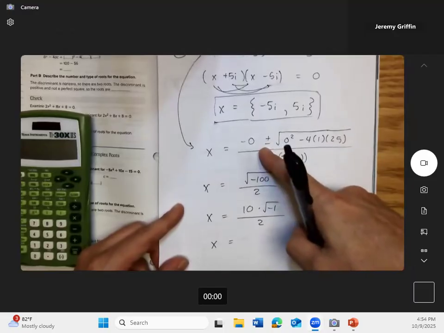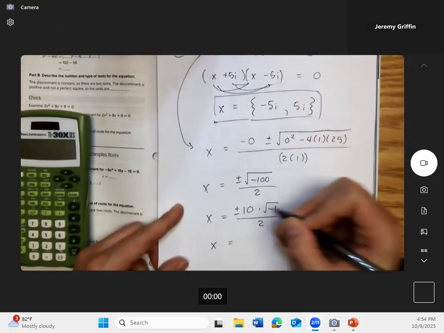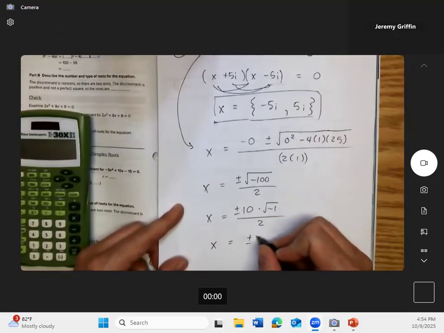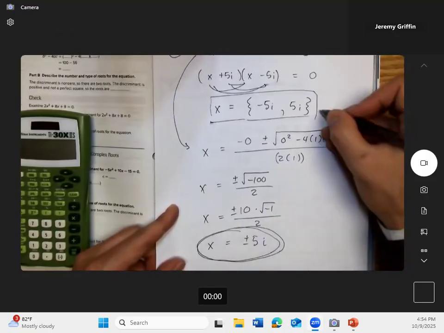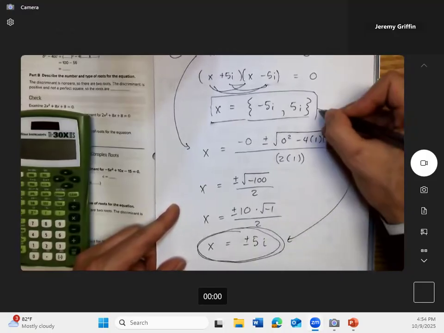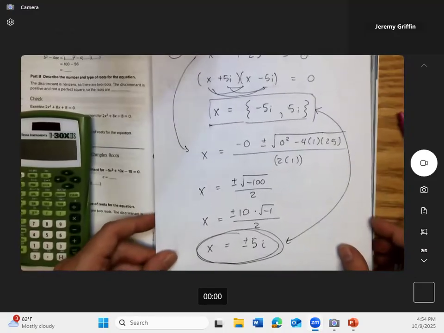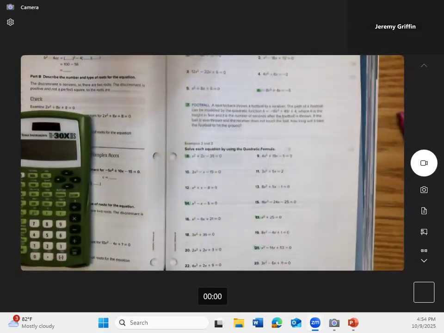10 over 2 is 5. I forgot it was plus or minus. Oops. Let me backtrack a little bit. This is plus or minus, so don't forget that. Okay? So this is 10 over 2 is 5, so it's plus or minus 5. And then square root of -1 is i. Hey, look at that. It's the same thing we got by factoring. Right, this is this. It's the same thing. Okay? The quadratic equation will never fail you.